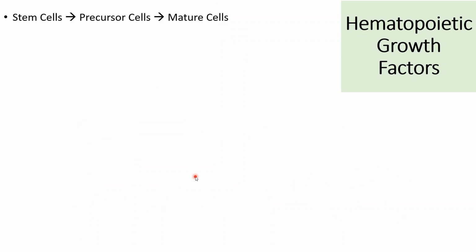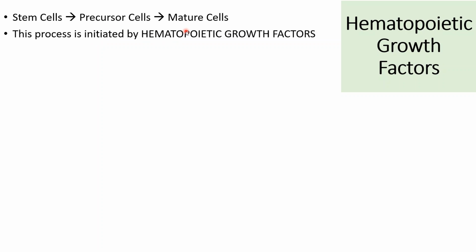Hematopoietic growth factors. Stem cells produce these precursor cells like the reticulocyte, which produces mature cells such as the red blood cell. Just an example there. This process is initiated by hematopoietic growth factors. How does the stem cell know what it is supposed to secrete? How does that hemocytoblast know what it is supposed to be making?